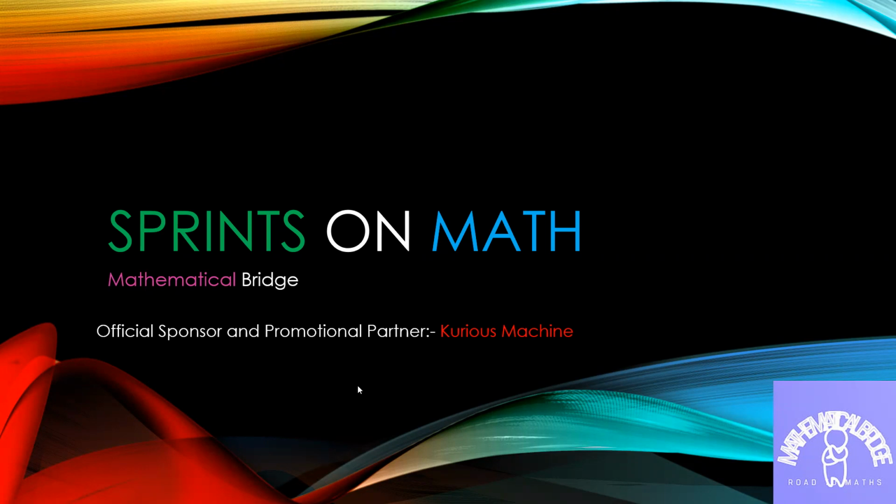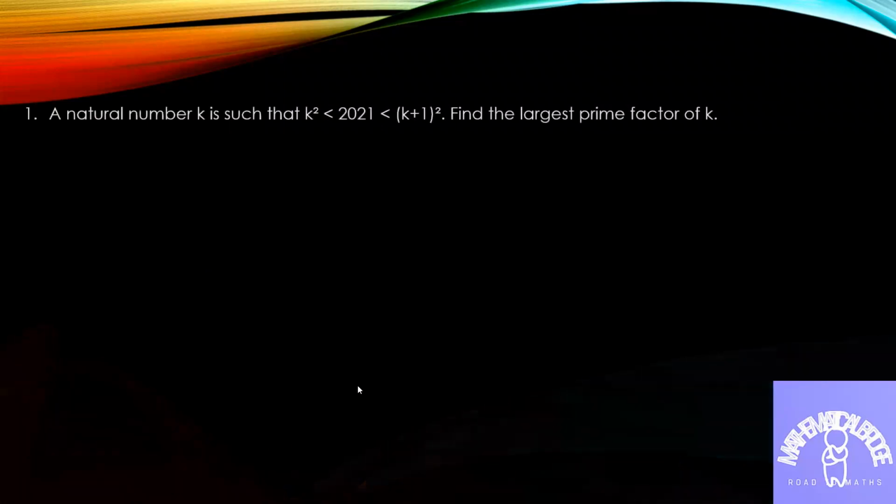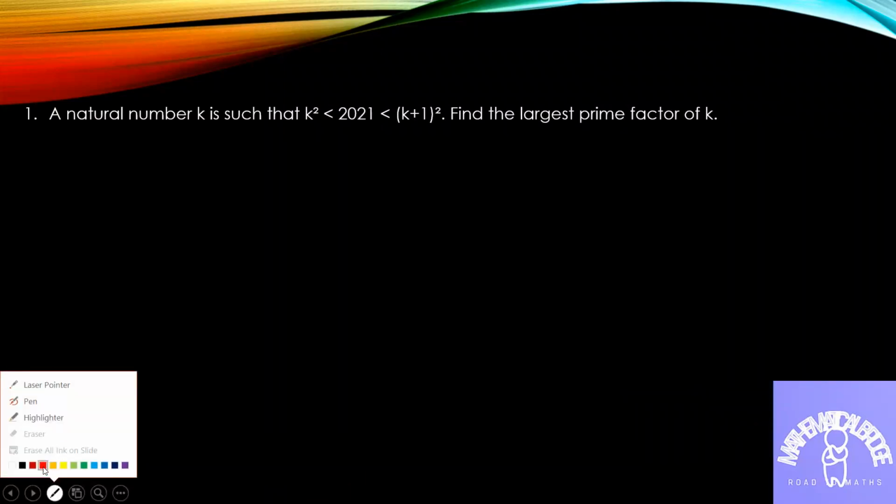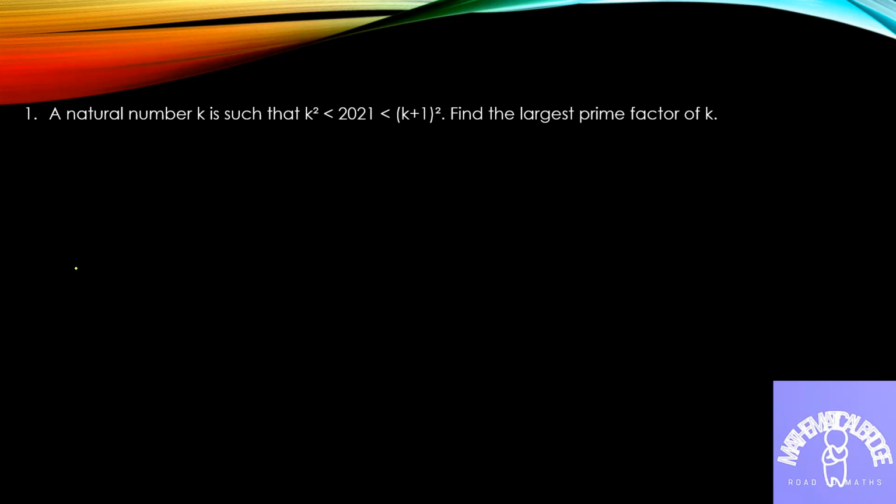Okay, so let us move with our first question of Sprint on Math series. Here I will give the solutions of the series. So the very first question here is: a natural number k is such that k squared is lesser than 2021 is lesser than (k plus 1) whole square. Find the largest prime factor of k.